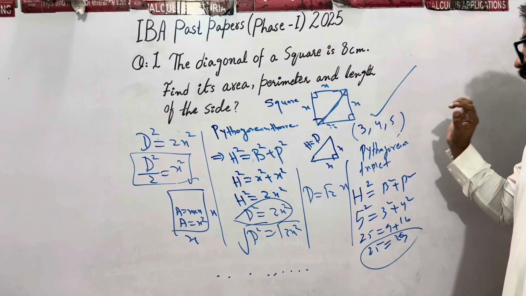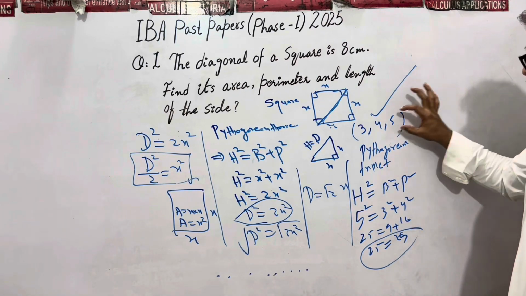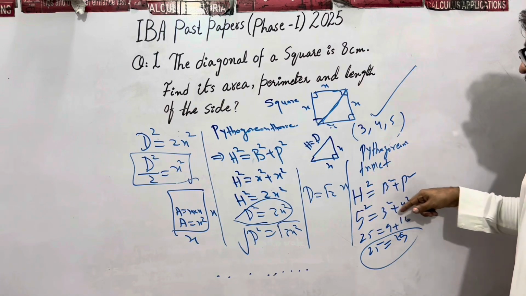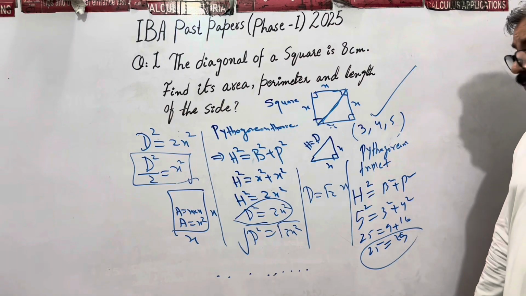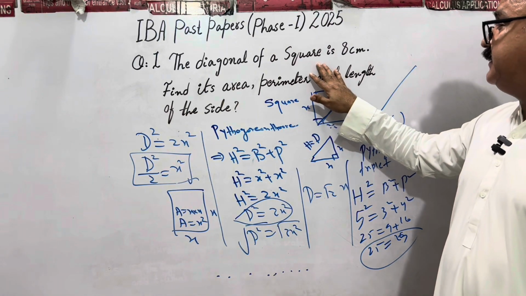From the numbers, how can you select the hypotenuse? It is the greater number. 5 is greater in that case. So that is the relation when the diagonal is given.